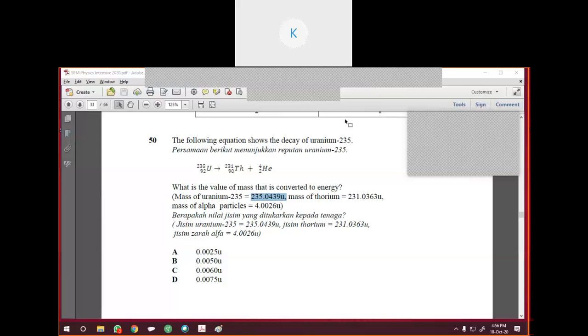So what you guys do is take uranium's mass minus thorium's mass minus the alpha particle's mass. How much do you guys get? So 235 minus 231, eventually you'll get 4.0076. And then 4.0076 minus 4.00260 u, and you'll end up with 0.005 u. So the answer is B.